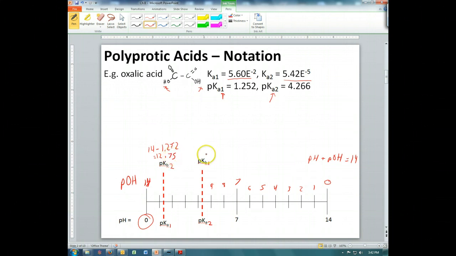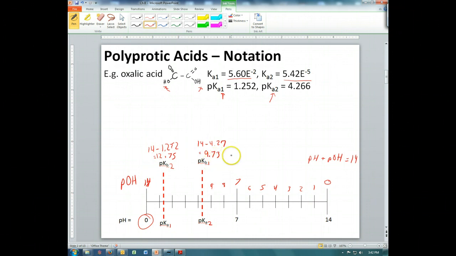And then for the other one, it would be 14 minus 4.2, I'm going to go ahead and round that to 9.7. So for this, I'd be at pKb equals 9.7, 12.7, 9.7. You see that these have to add up to be 14. These have to add up to be 14.